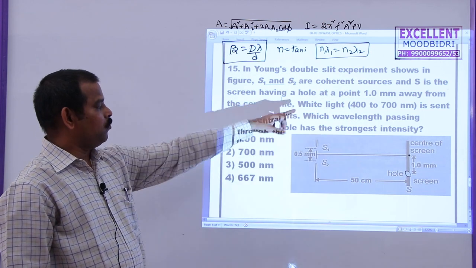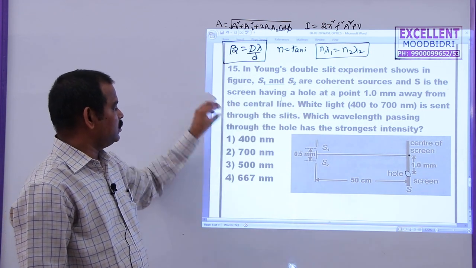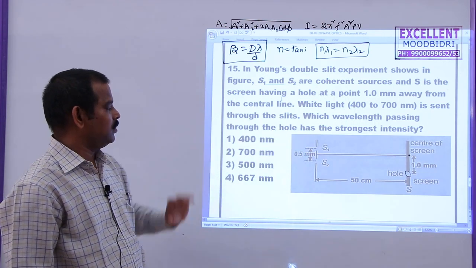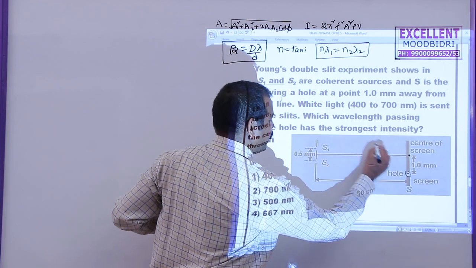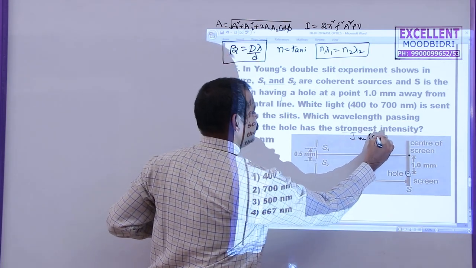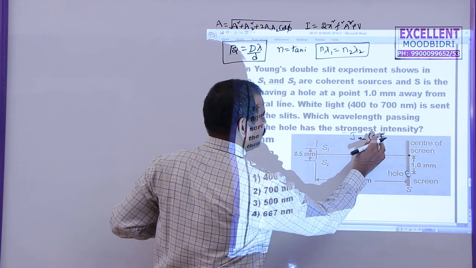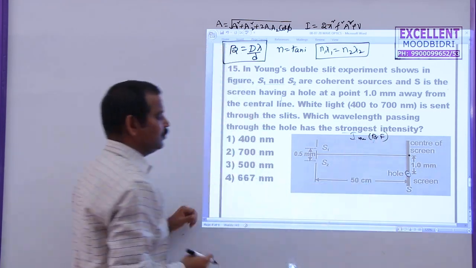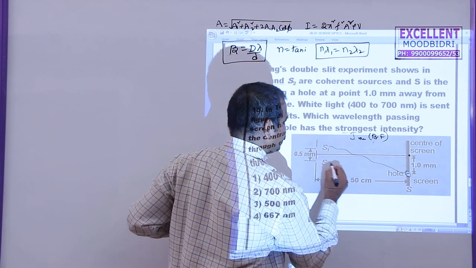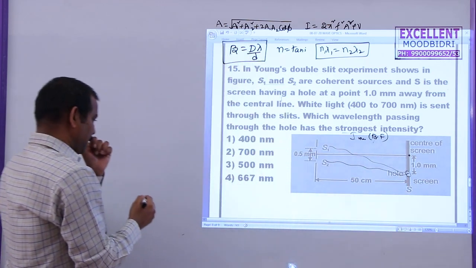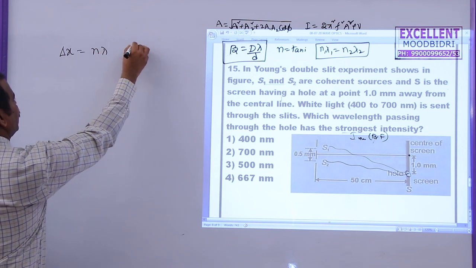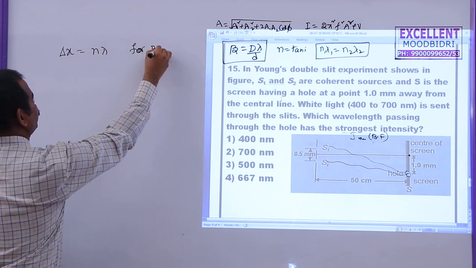White light from 4000 to 7000 angstrom is sent through the slits. Which wavelength passing through the hole has the strongest intensity? So strongest intensity means intensity must be maximum. That means the fringe formed here should be a bright fringe. So what is the path difference for the waves that are coming from this one and this one? Let me find out. The path difference for a bright fringe to be formed is given by m lambda. So this is the condition for a bright fringe.